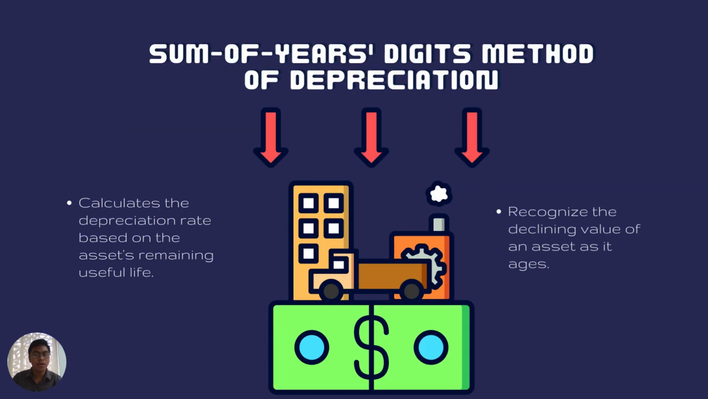Okay, moving forward. First, its definition. The sum of years digit method of depreciation is a method of calculating depreciation that involves calculating the depreciation rate based on the asset's remaining useful life. Its purpose is designed to recognize the declining value of an asset as it ages.